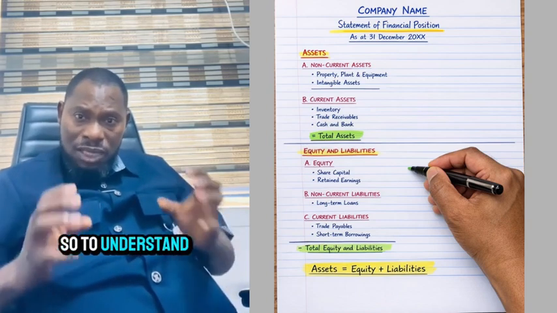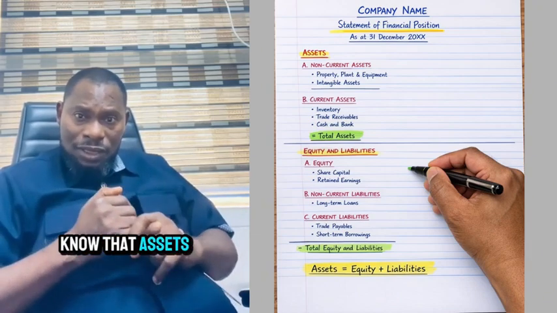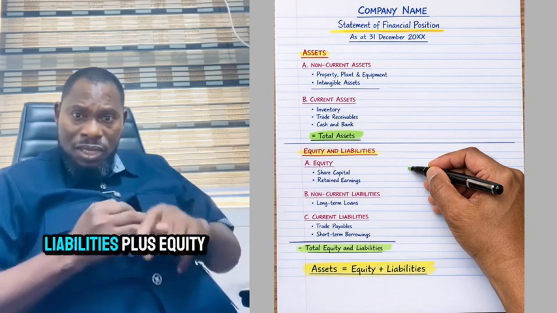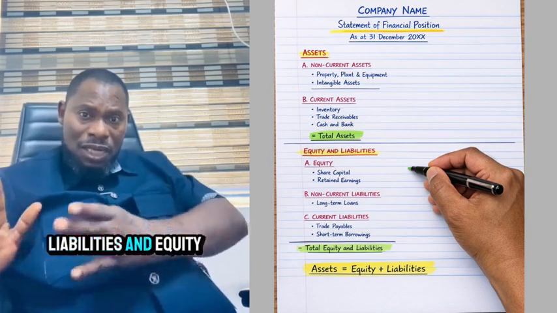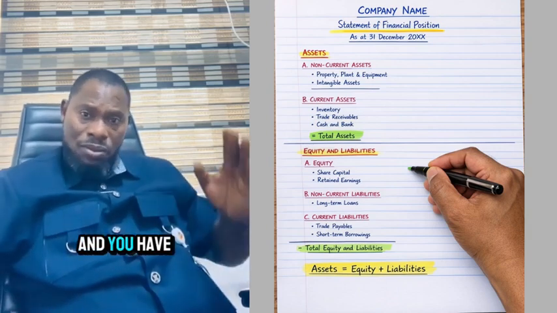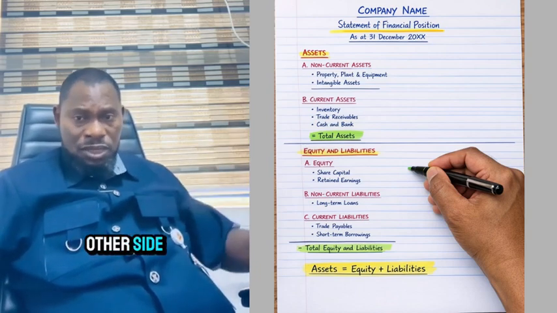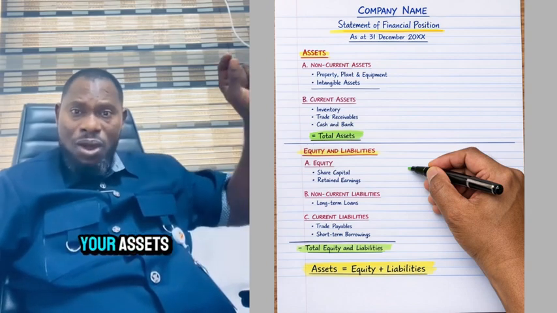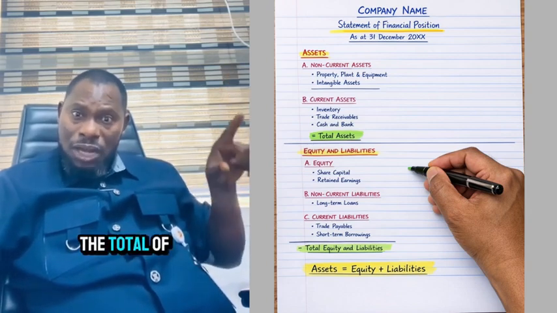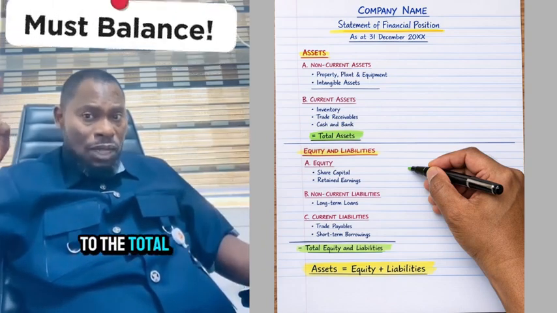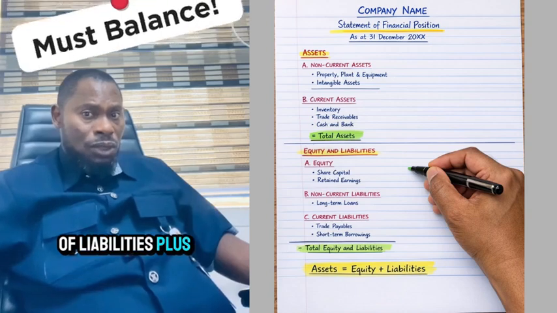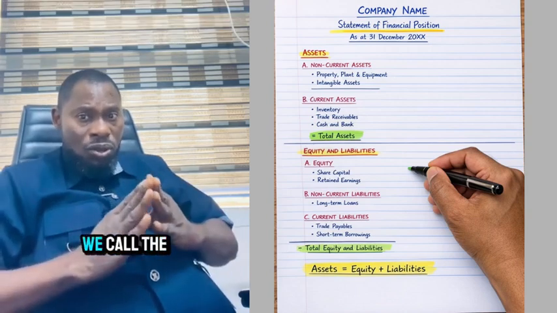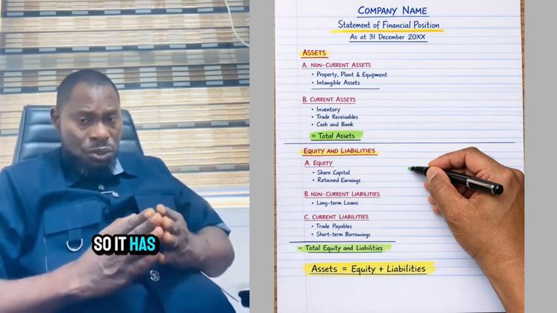So to understand the balance sheet, you need to know that asset is equal to liabilities plus equity. So you have liabilities and equity on one side, and you have assets on the other side. So at the end of the accounting period, the total of your assets should be equal to the total of liabilities plus equity. This is what we call the balance sheet. So it has to balance.